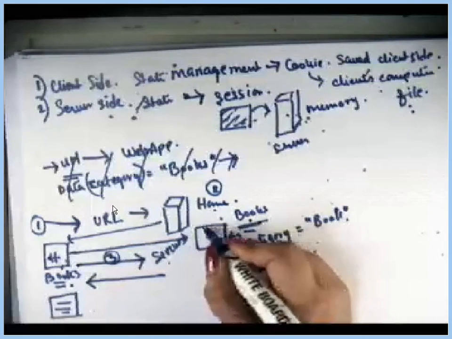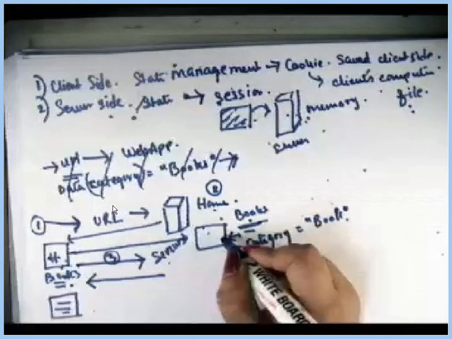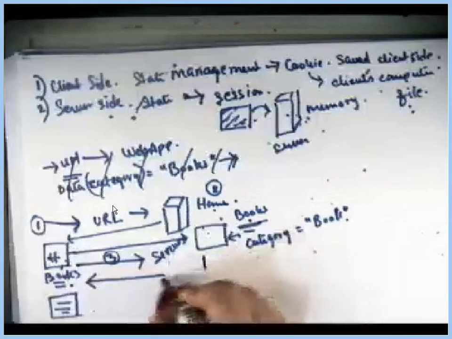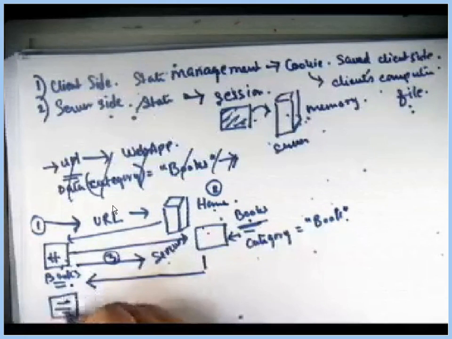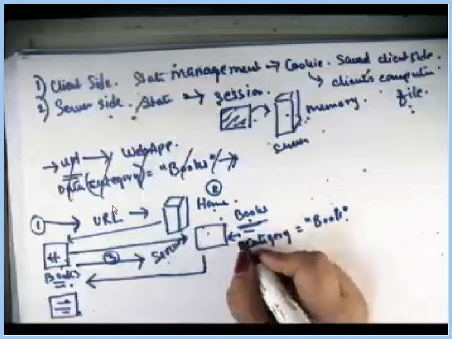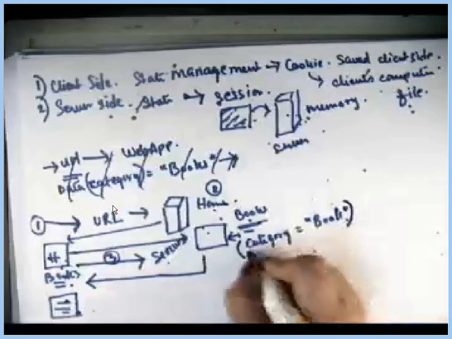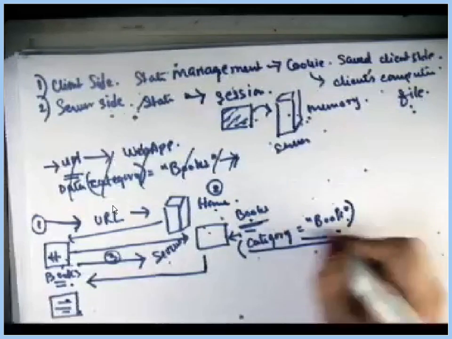So the server will generate the book page where all the book related stuff is given. Now again the response for this book is sent back to the user. Now let's assume that here we have all the book related details. But along with this web page, the server has also passed category data which was sent.